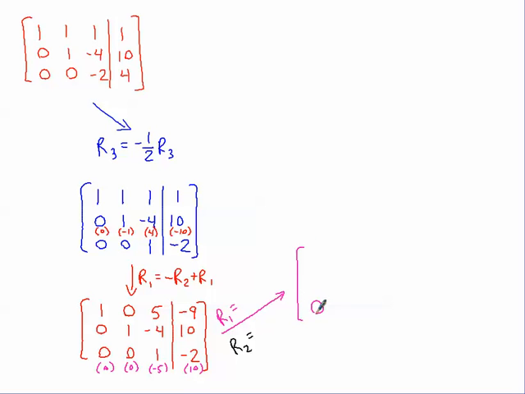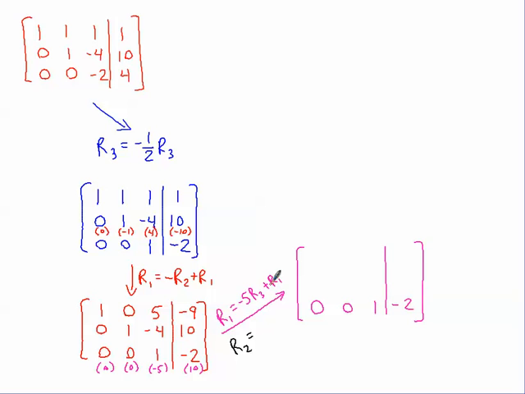Let's see, row 3 is not changing. I can put that in first. Row 1 is what I'm changing right now. So what did I do? I multiplied negative 5 times row 3 and added to row 1. It's real important for you to do these communication steps so that people know what you're doing. Heck, so that you know what you're doing when you go back and look at this.